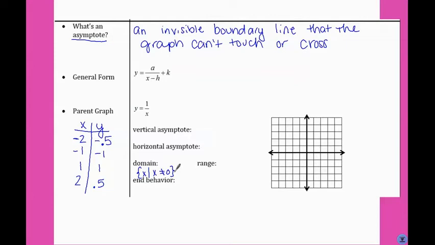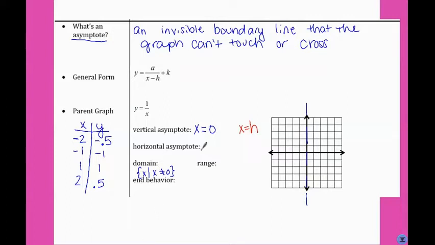Because the domain is x can't equal 0, and we know we can't divide by 0, we have what's called a vertical asymptote. Remember, vertical goes up and down, at x equals 0. We can't touch anywhere along that line. In general, your vertical asymptote is going to be x equals whatever h is, whatever is going to make this denominator equal 0.